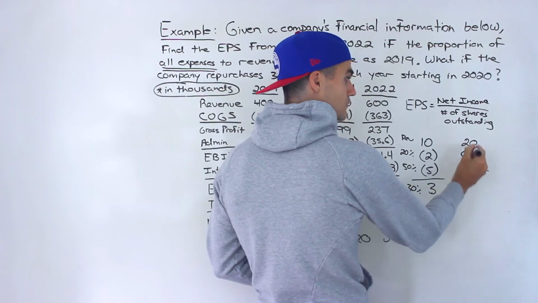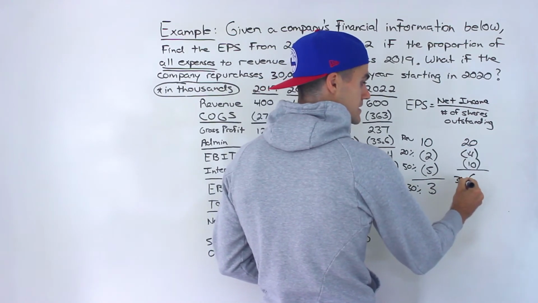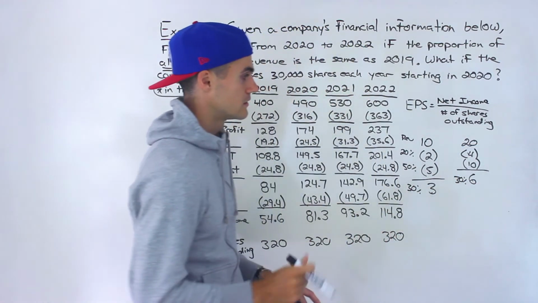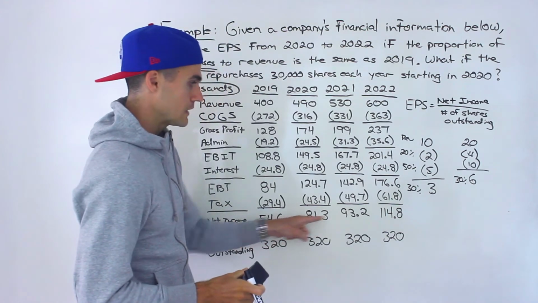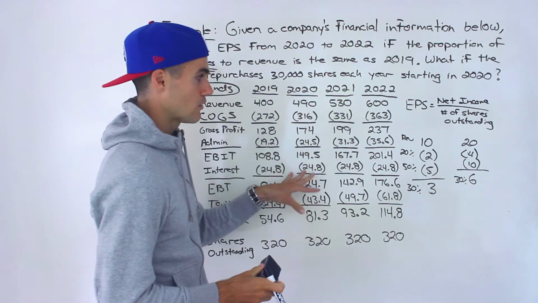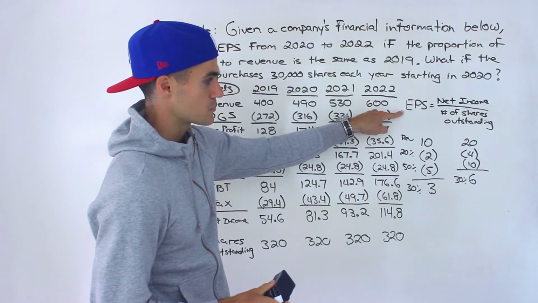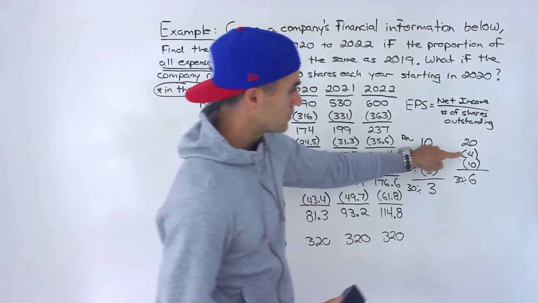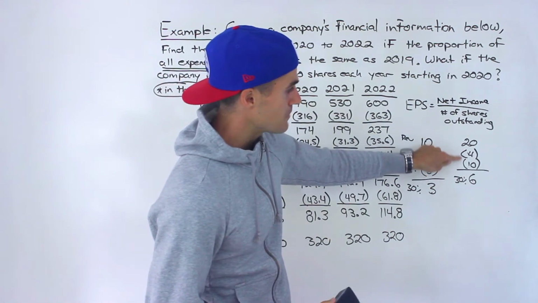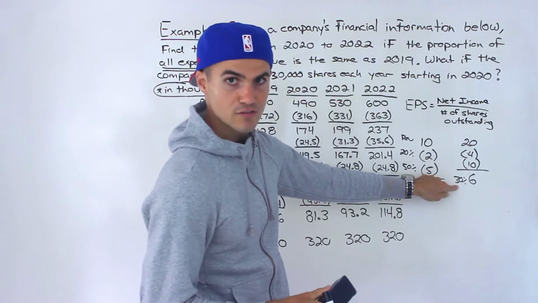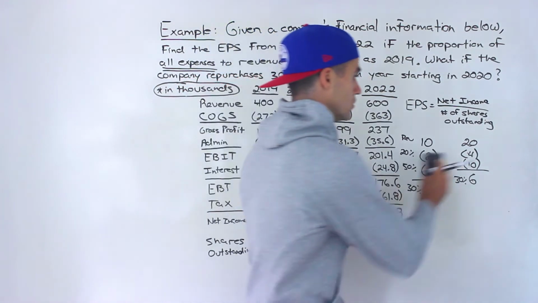And then notice 6 divided by 20 is still that 30%. And remember, really all we need is the net income. We don't need the other expenses because we're finding the earnings per share. And so instead of finding these expenses here, we can just go straight into finding that net income.